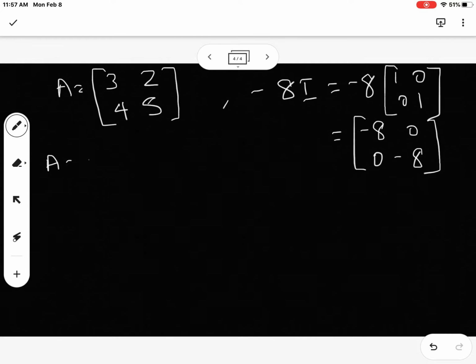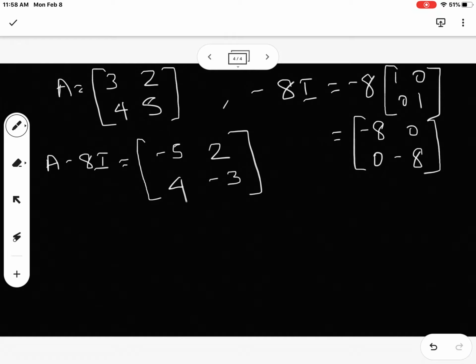So the term A minus 8I becomes, if you solve this carefully, basically 3 minus 8 here becomes minus 5, 2 minus 0 is 2, then 4 minus 0 is 4, and then lastly 5 minus 8 becomes minus 3. So this is A minus 8I. That's the value for the term A minus 8I.